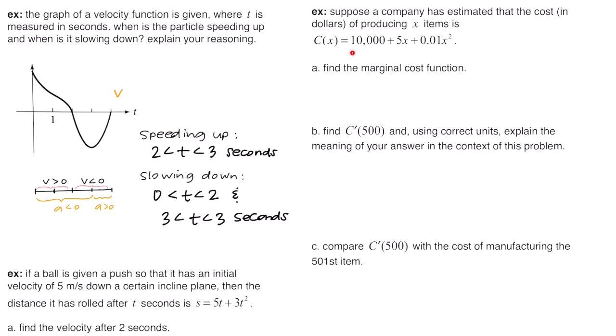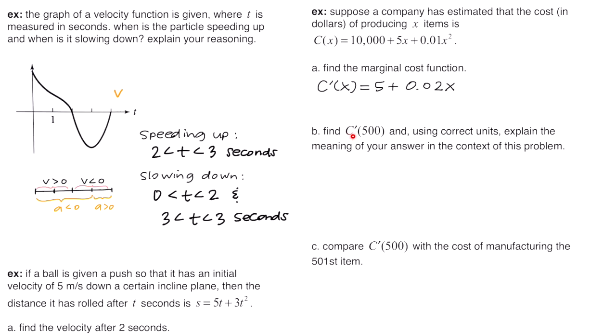This example says, suppose a company has estimated that the cost in dollars of producing x items is given by the cost function 10,000 plus 5x plus 0.01x squared. Part A says find the marginal cost function. So to do that, we're going to take the derivative of the cost function. The derivative of 10,000 is 0. The derivative of 5x is 5. And here to take the derivative, we take the 2 and multiply it by 0.01, and then we subtract 1 from the exponent and we just get x. So here's our marginal cost function.